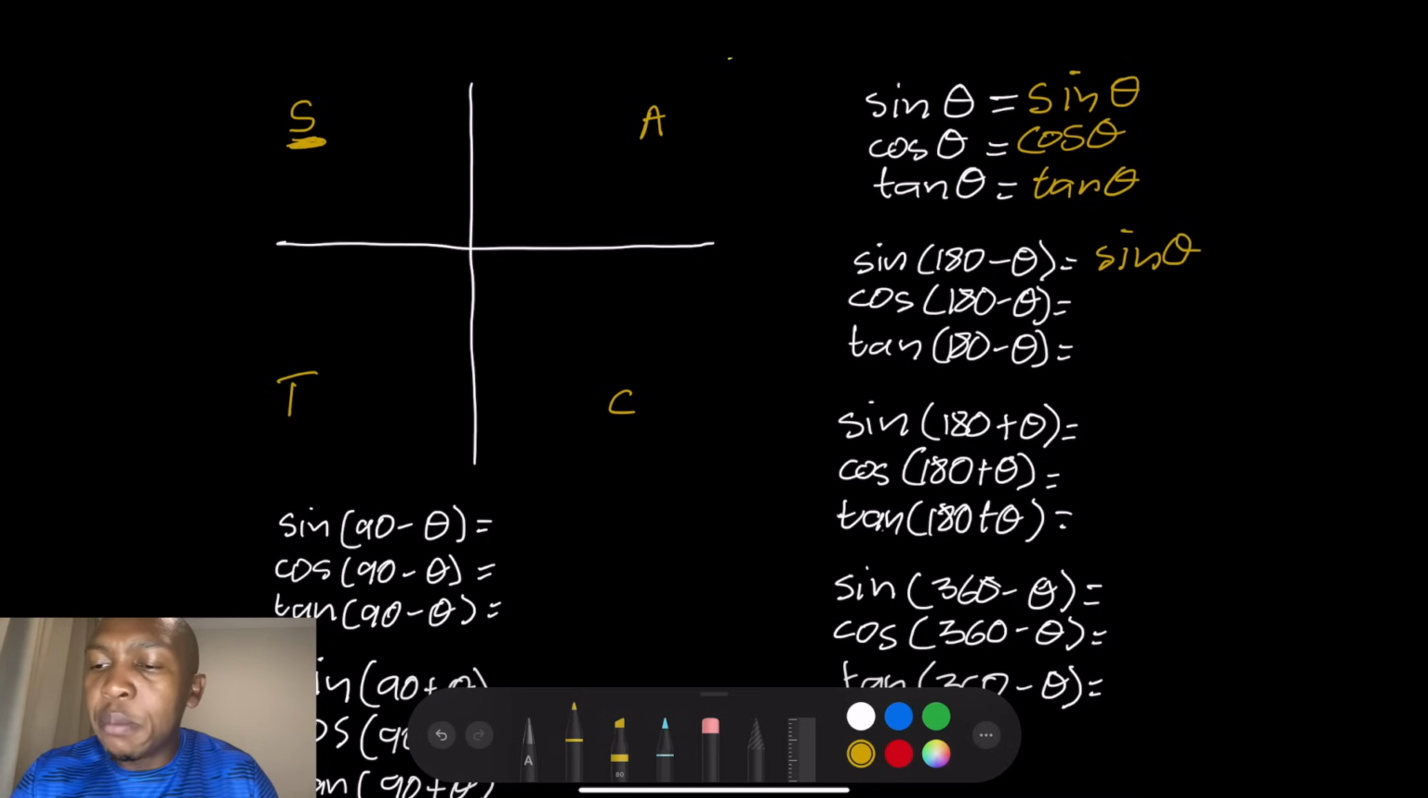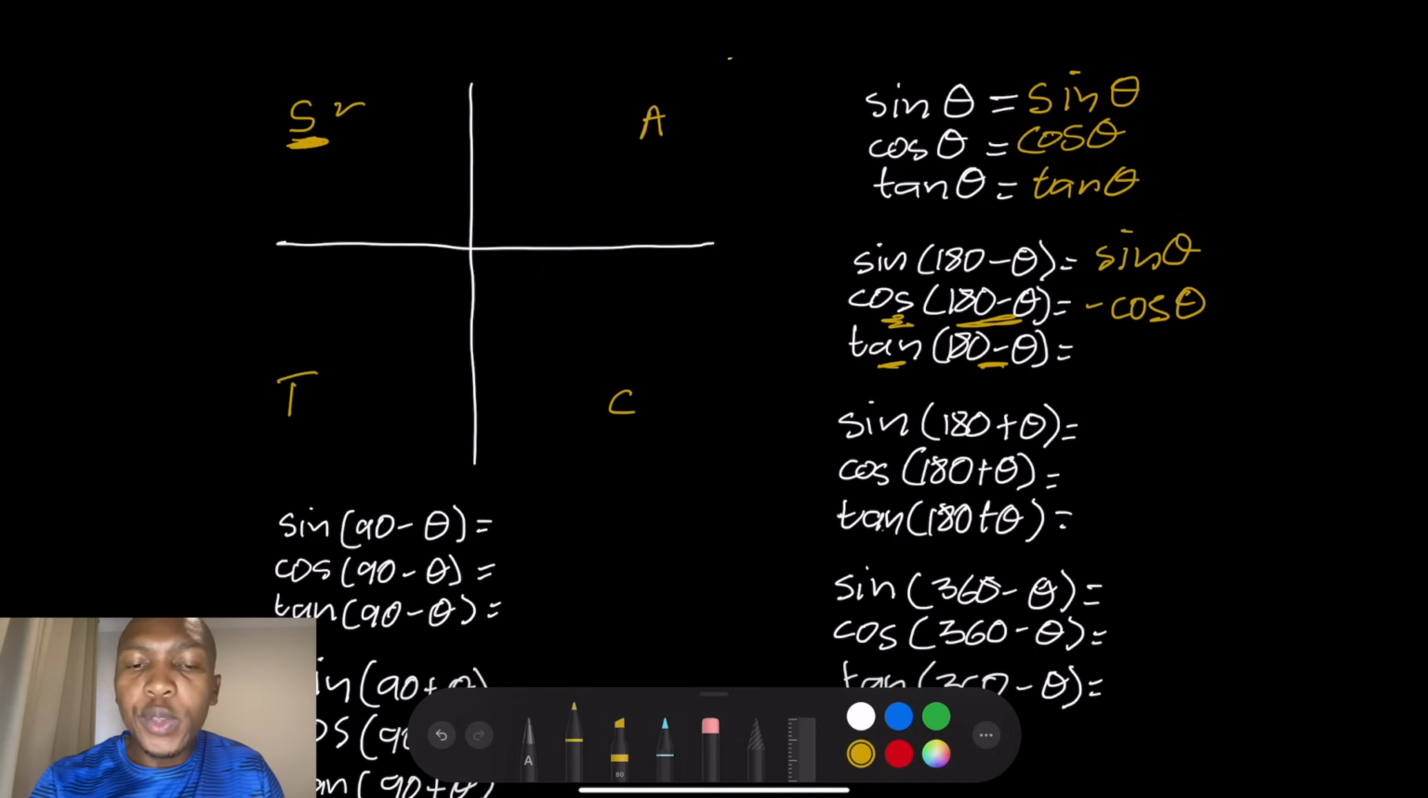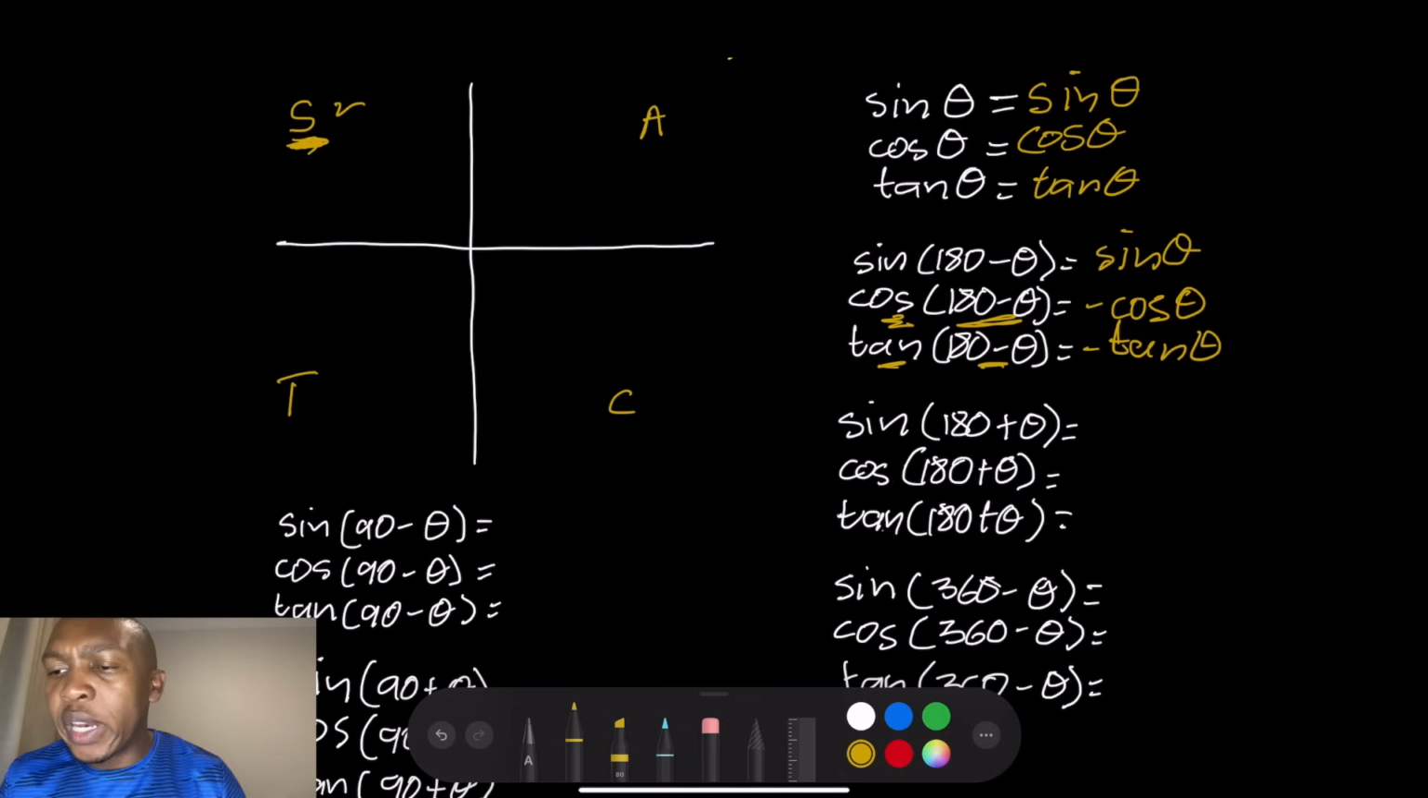So the cos of 180 minus theta: how is cos in the second quadrant? Well, only sine is positive in the second quadrant, so cos is negative. So this will be minus the cos of theta. You see how the reduction formula works, right? And tan of 180 minus theta: how is tan in the second quadrant? Tan is negative because only sine is positive in the second quadrant. So that will become minus the tan of theta. I hope you're getting the gist of what we're trying to say.